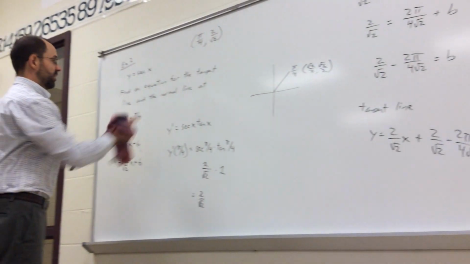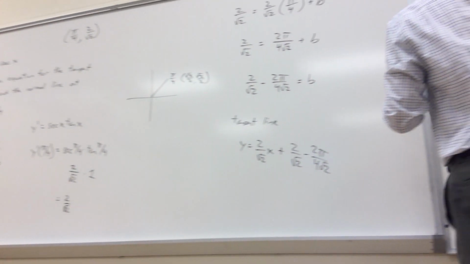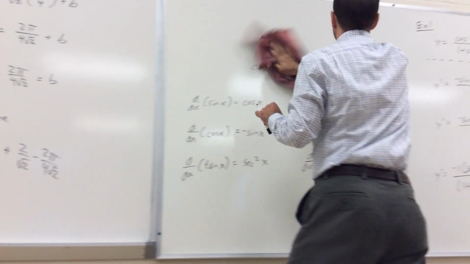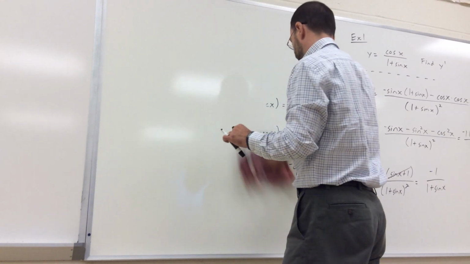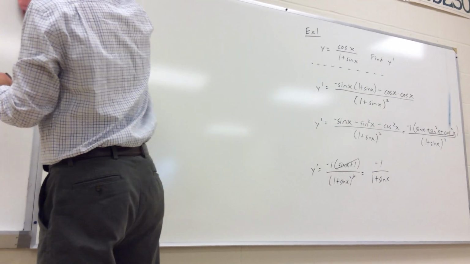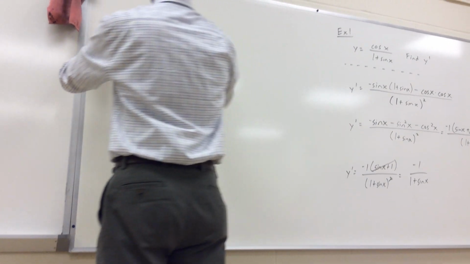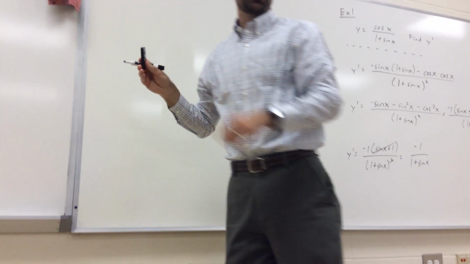Okay, so we still have to write the equation of the normal line, right? Because this question asks for two different lines. It asks for the tangent line and the normal line. Okay, so for the normal line, still got y equals mx plus b.